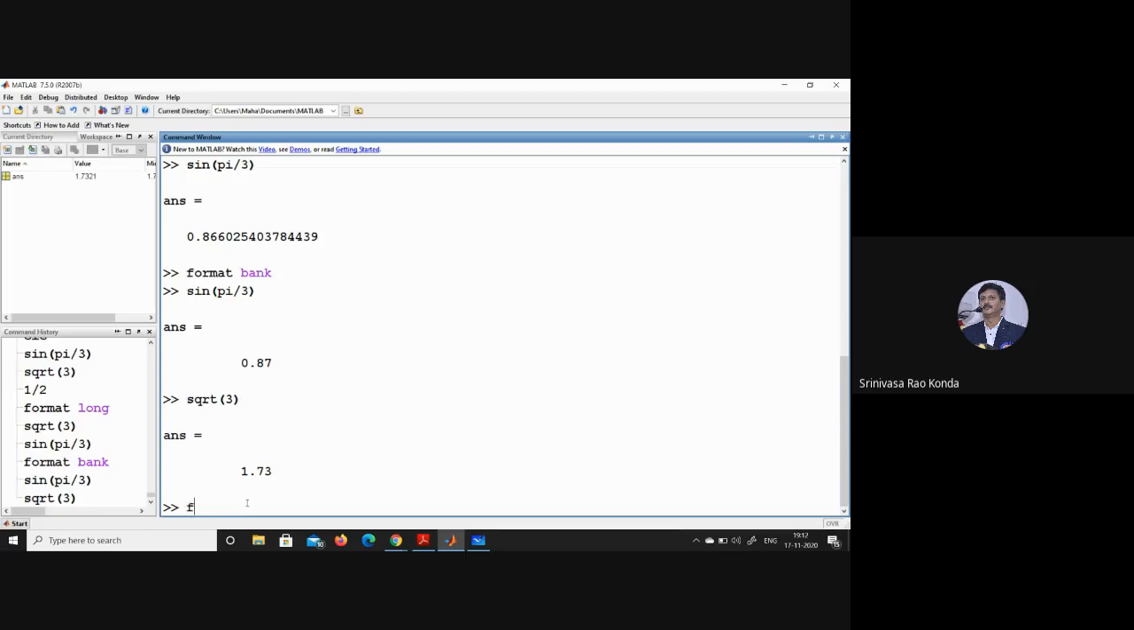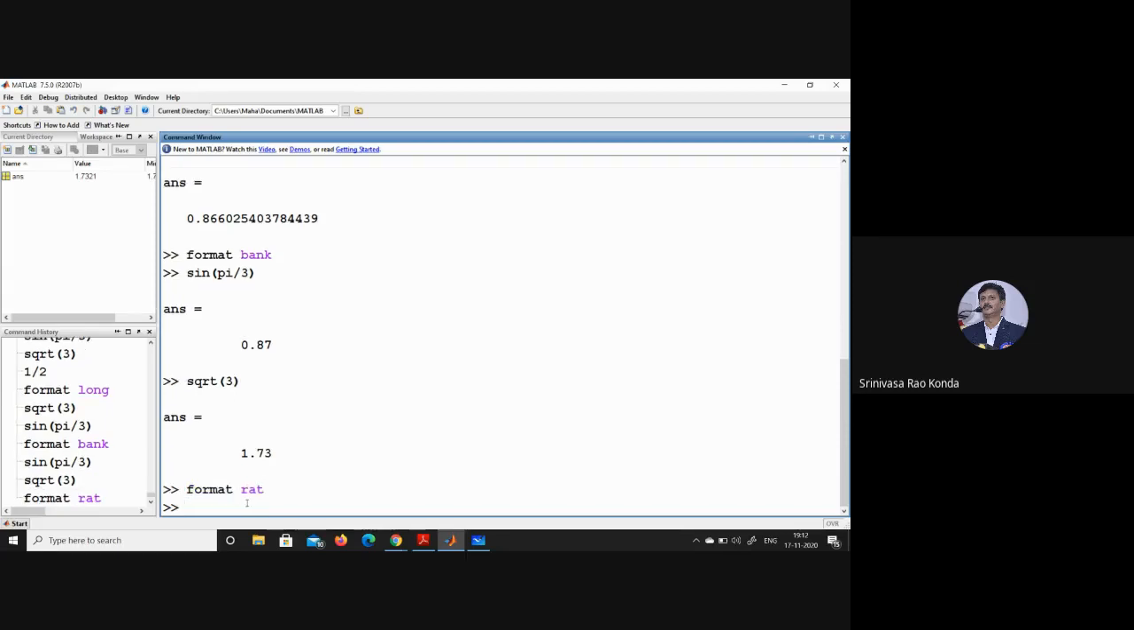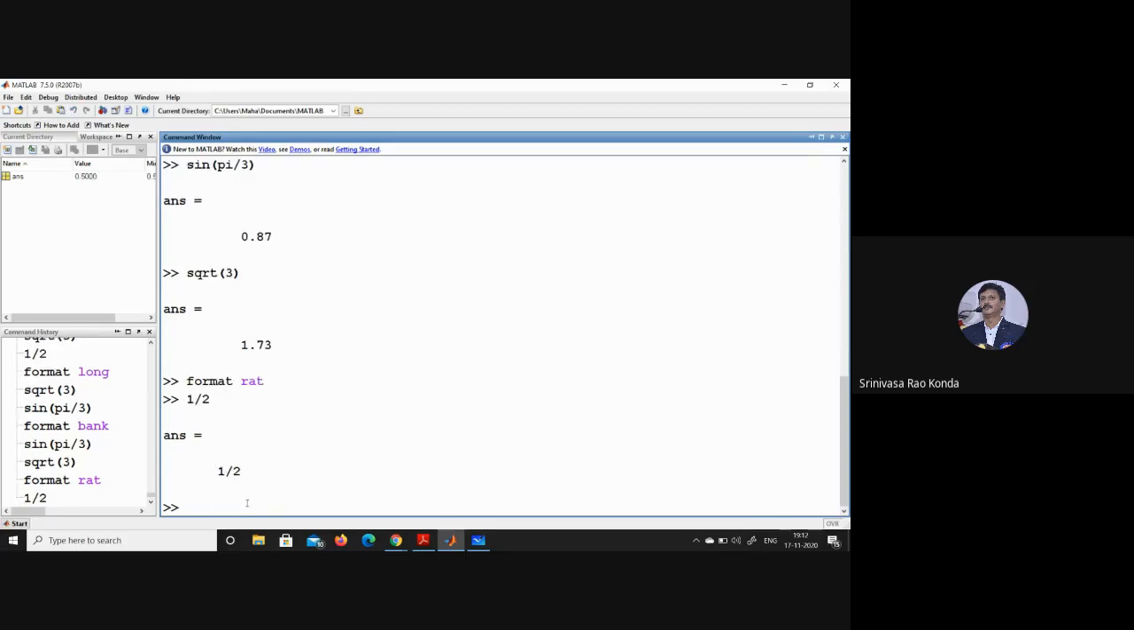So there is another format, format rat. The answer will be displayed as a rational number. Suppose I want to give this value 1 by 2. The value will be displayed as a rational number. You know the definition of a rational number: the numbers which are in the form of p by q, q is not equal to 0, p comma q belongs to integers. Suppose if you give square root of 3, it is not a rational number, but it displays an approximate rational number. The answer will be displayed in rational.